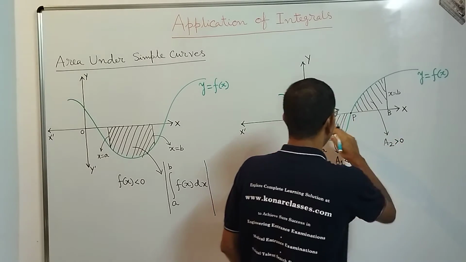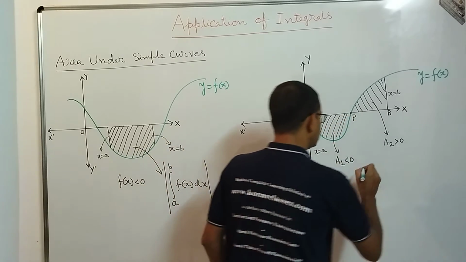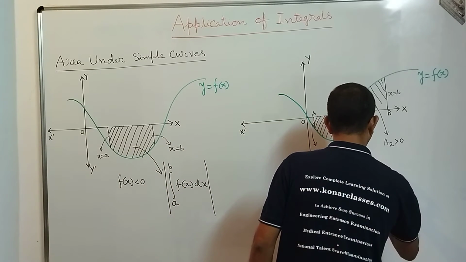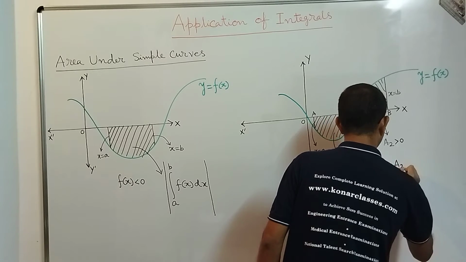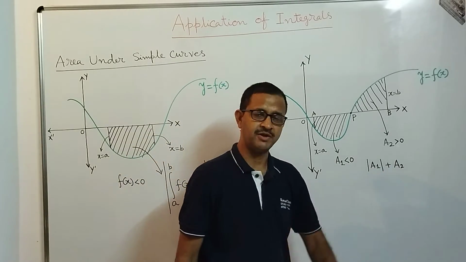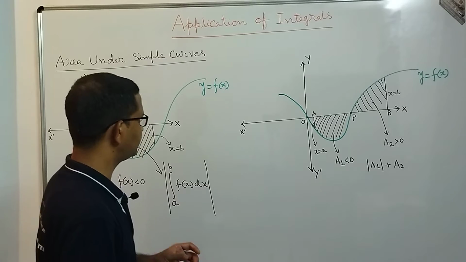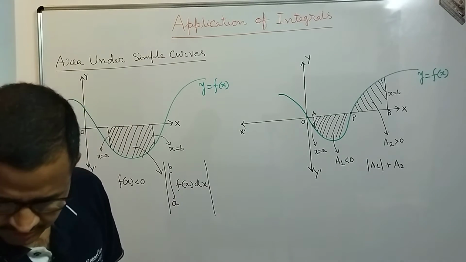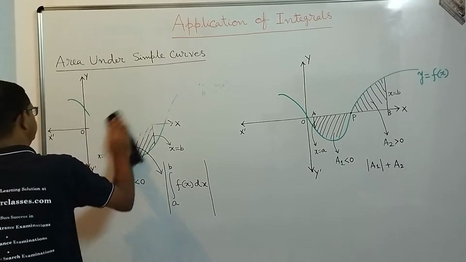But what will be the area of this entire region? This plus this. So we should consider the mod value of A1 plus A2, that means the non-negative value of A1 plus the positive value of A2. Got it? So now, as we understood, dear students, let's solve one problem. Okay, so let's see.